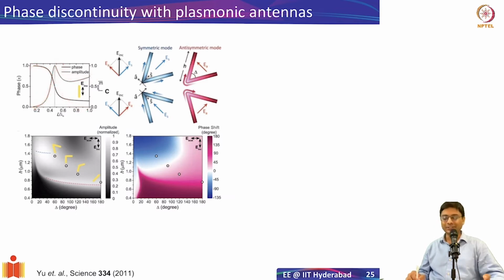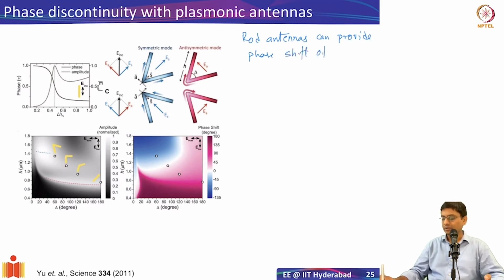But if you notice carefully, these rod antennas have a basic limitation. Rod antennas can provide a phase shift of about pi, not 2 pi. That's a problem, because if you want to control from 0 to 2 pi, we need the entire gamut, right? So how do we achieve that?